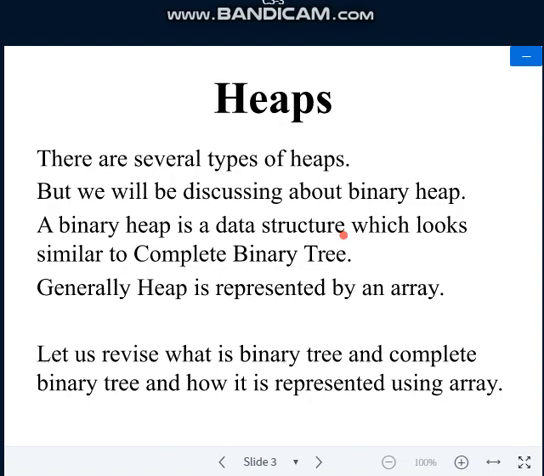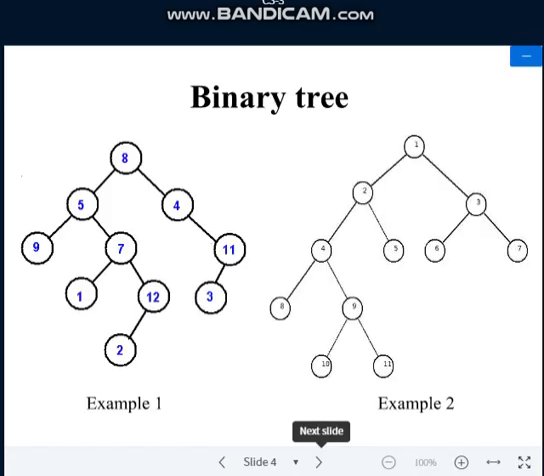So here why we are talking about binary is a binary heap. Here it looks similar to a complete binary tree. We'll look into what is a complete binary tree. We'll just go through all the different types of binary tree and why complete binary tree. Okay, so for a heap, we use an array to represent the heap. So we'll look into what is a binary tree and what are the different types of binary tree.